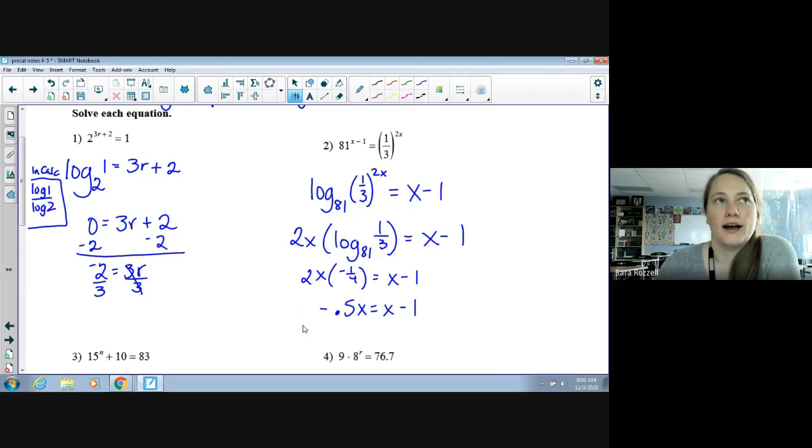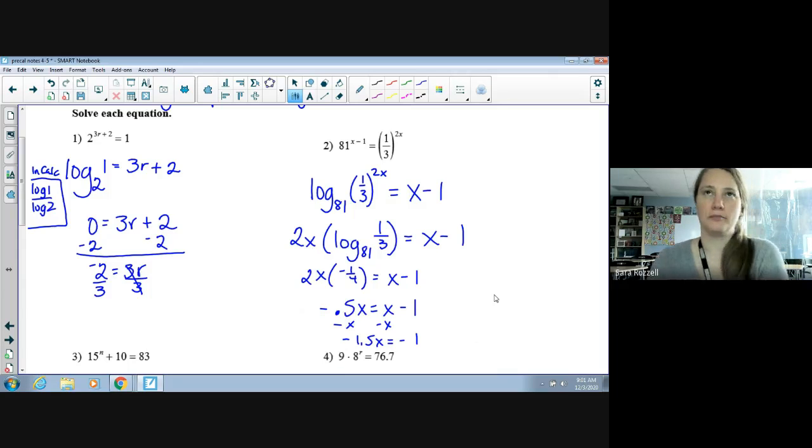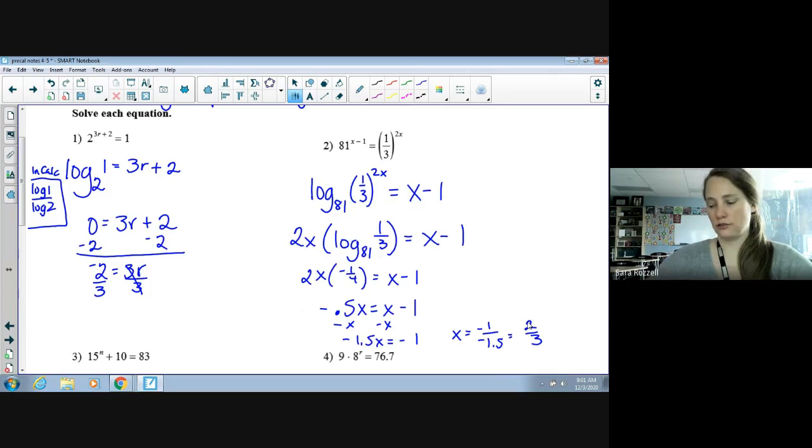Then we'll solve by subtracting the x first. So minus x on both sides. So negative 1.5x is equal to negative 1. Then we'll divide by 1.5. So x is negative 1 divided by negative 1.5, which equals 2/3.